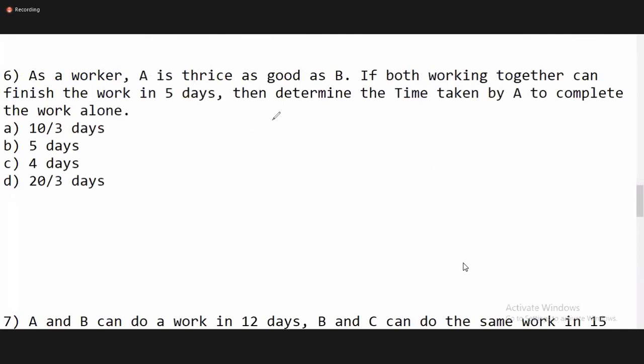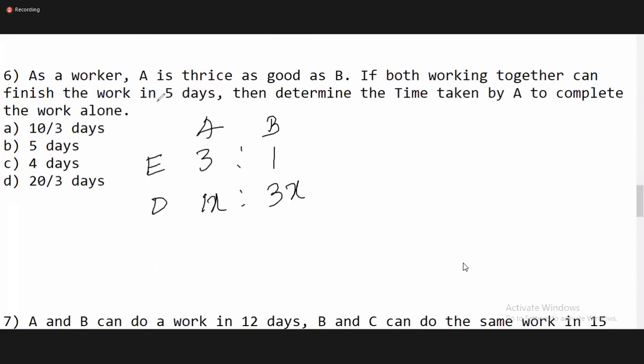A is thrice as good a worker as B. So the efficiency is different, days are different. If A will eat 3 chocolates, B will eat 1 chocolate. So that's why thrice as efficient. Then days would be 1:3 only, no? Yes. So can I take 1x and 3x? A is taking x days and B is taking 3x days.